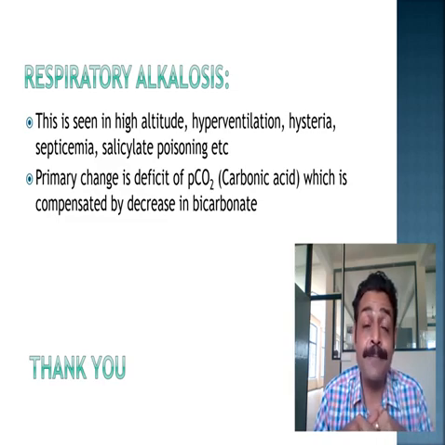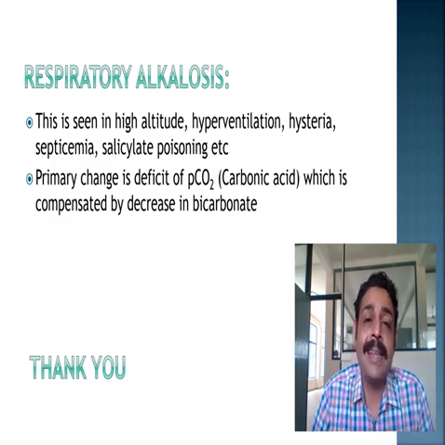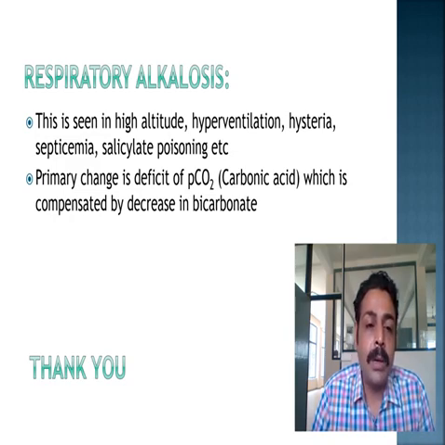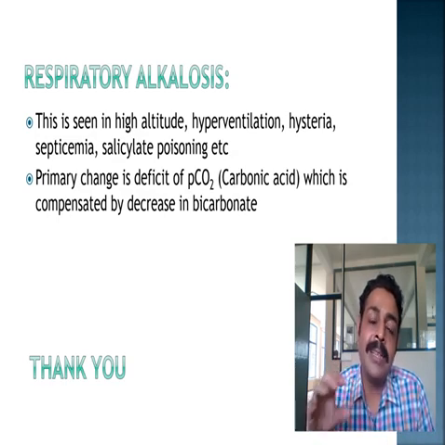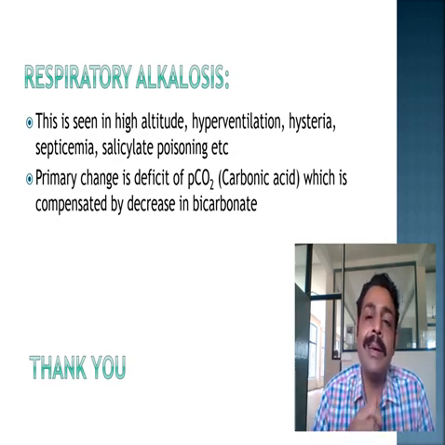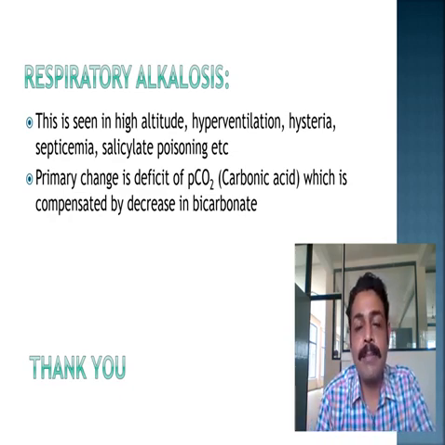Hysteria, septicemia. You see septic patients, the temperature will be high, a lot of breathing will be there. Salicylate poisoning. So what happens? CO2 is lost, because of that pH level reduces, carbonic acid is lost. So here PCO2 will be reduced. It will be compensated by the kidneys. How will the kidneys compensate? By reducing the excretion of H plus and reducing the reabsorption of bicarbonate. So this is how respiratory alkalosis is managed.